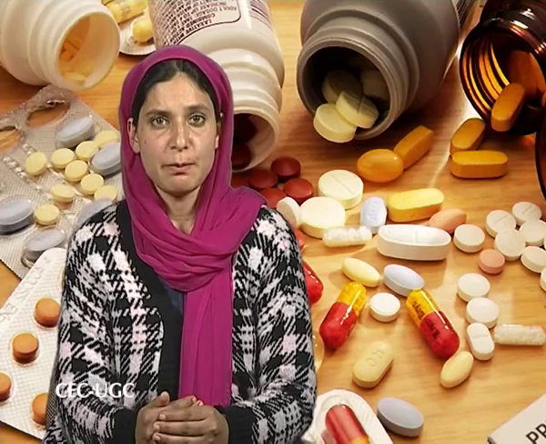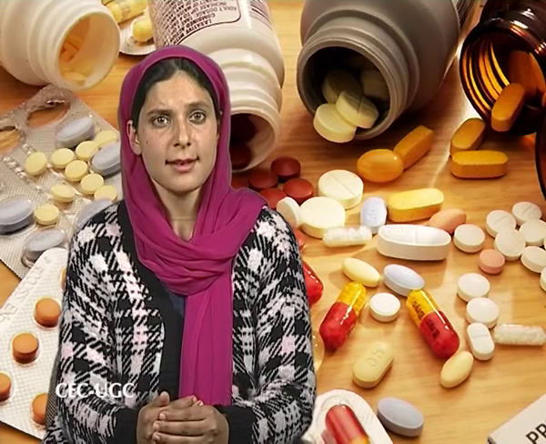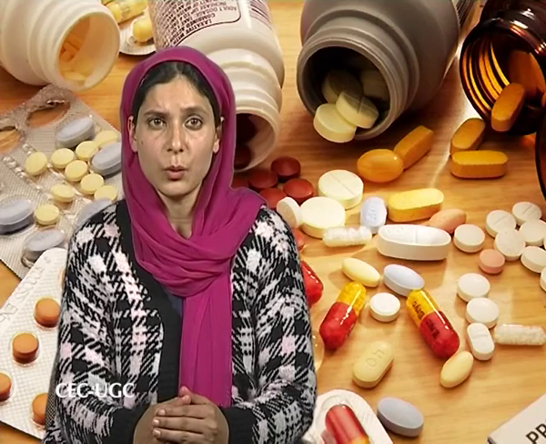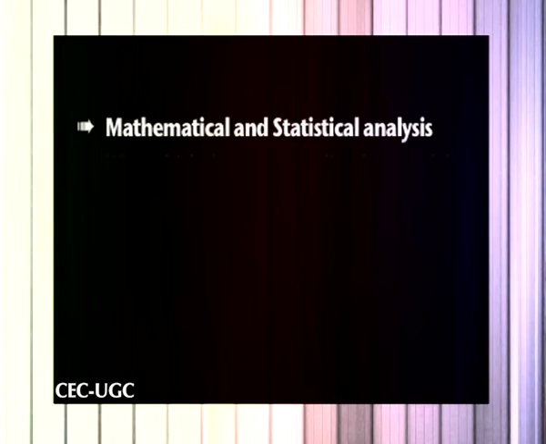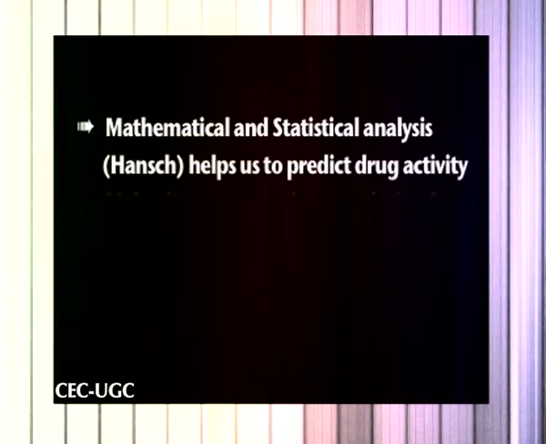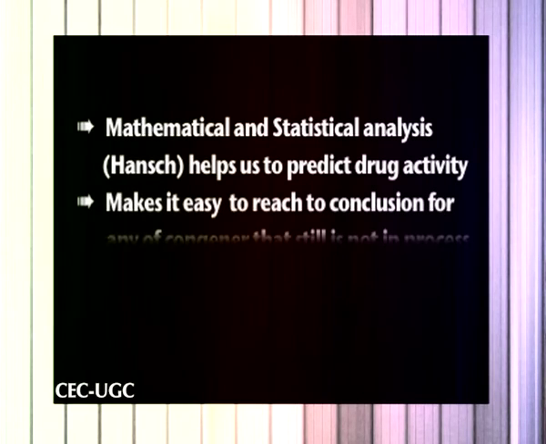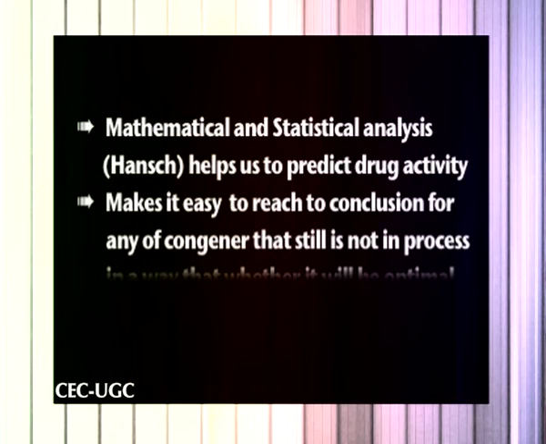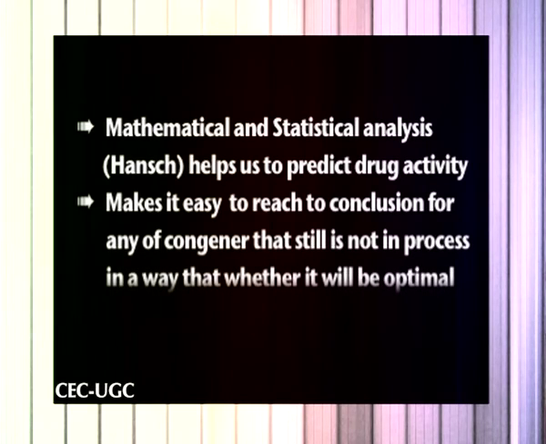Quantitative relationships between the structure and the physico-chemical properties of the substances and their biological activity are being used as the foundation stone in the search of new medicines. The mathematical and statistical analysis like Hansch analysis helps us to predict the drug activity. Hansch analysis makes it easy to reach a conclusion for any congener that is still not in process, in a way that whether it will be optimal and profitable or not.